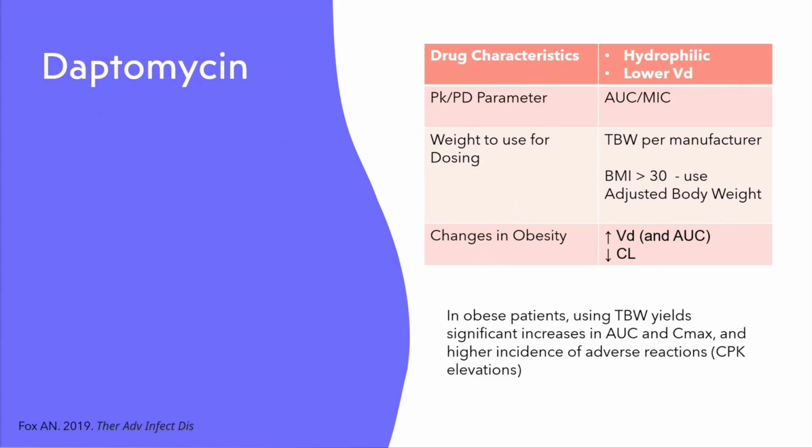And there was at least one paper that was able to find, as a retrospective review, that whether you use total body weight or adjusted body weight, there was no difference in clinical failures of patients, and that ultimately they did find that there is a higher incidence of adverse reactions if you continue to use total body weight in patients. And so generally over a BMI of 30, there is at least one recommendation to switch and use adjusted body weight.